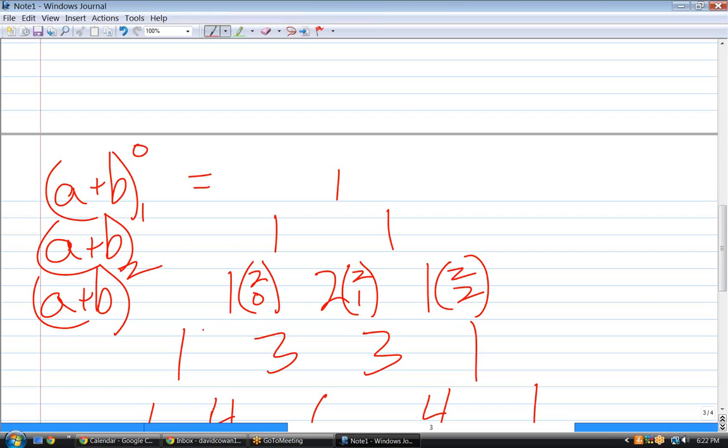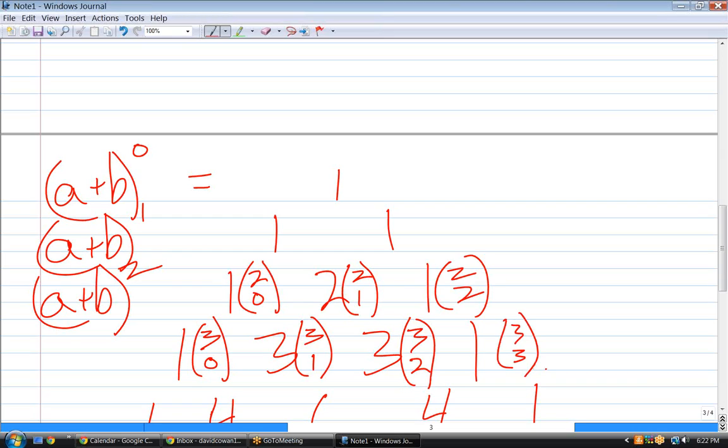Okay? To do the third level, the first term is going to be 3 choose 0. The second is going to be 3 choose 1, which is the number 3. And the third is 3 choose 2, which is also the number 3. And the fourth is 3 choose 3, which is the number 1.